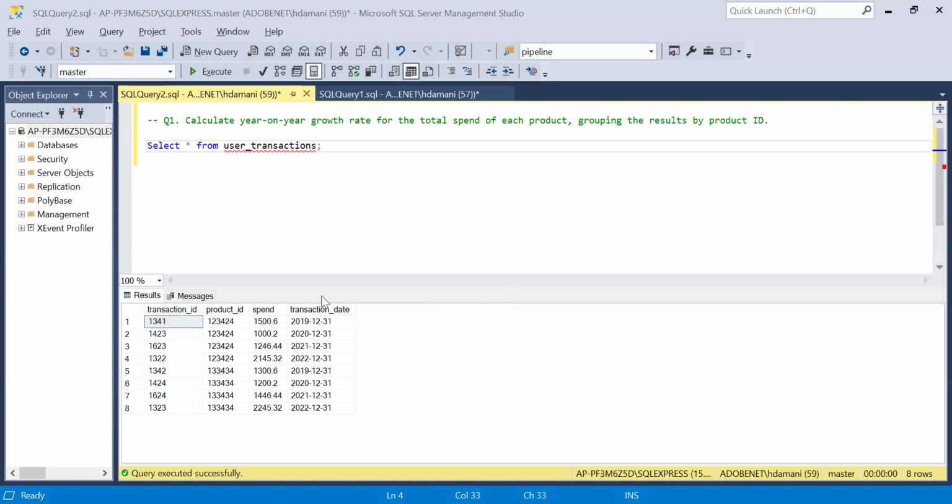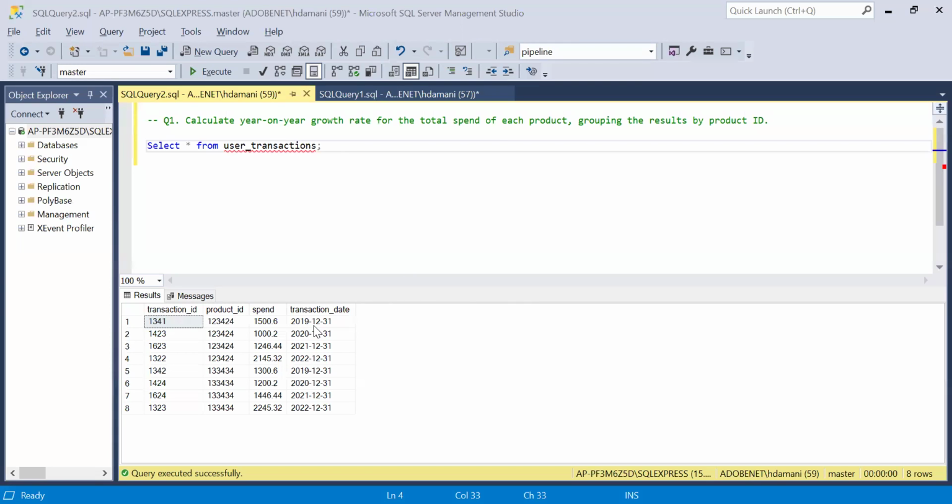So basically, as we can see, we have a transaction level table from an e-commerce company. In this particular table, we have product-wise spend which a particular user had made, along with the transaction ID and transaction date, right? So the problem statement is that we have to find year over year growth for total spend of each product, right?